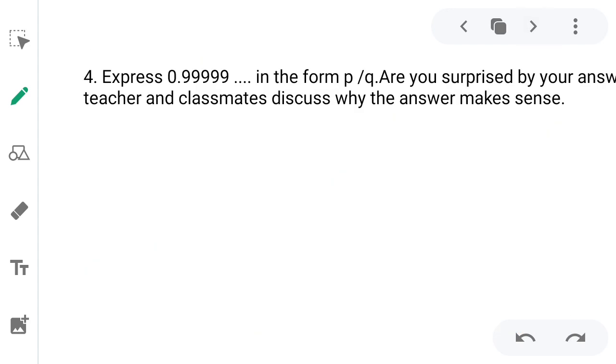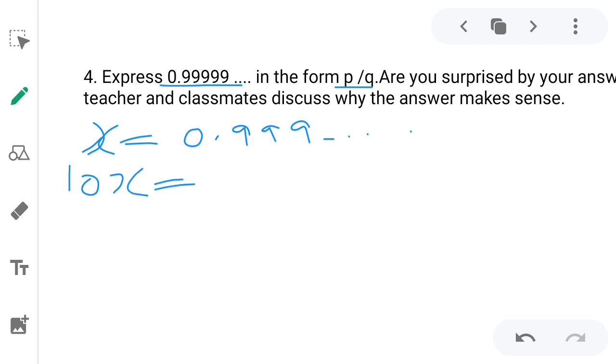Moving to the next question. See, express this in the form of P upon Q. So we know the method and we will apply that method in it. Let x equals 0.999 and so on. Multiply both the sides by 10. The same pattern you have to follow in these types of questions. So 9.999 and so on.